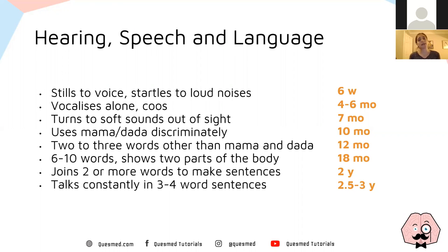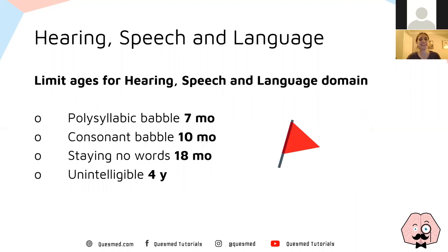By 18 months, they're pretty good. They know at least six to 10 words, and they can point at parts of the body. If you tell them which one's your nose, they should know which one it is and point at it. After 2 years, speech becomes a really big part of development. They'll start being able to join 2 or more words to make sentences by the time they're 2, and by the time they're 2.5 to 3, they'll be talking all the time. You won't be able to keep them quiet.